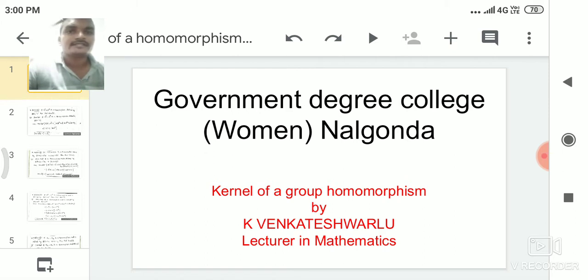In previous classes, we discussed the definition of a kernel of a homomorphism and its problem. Now we see more problems on the kernel of a group homomorphism.